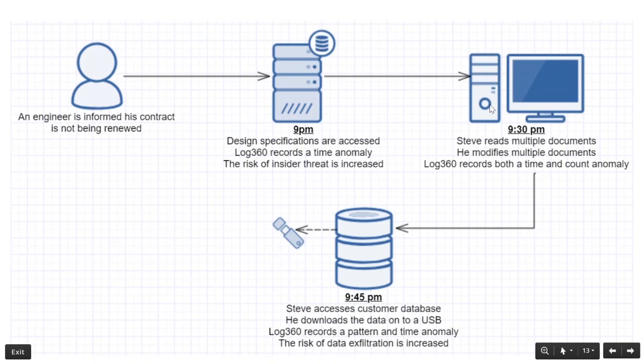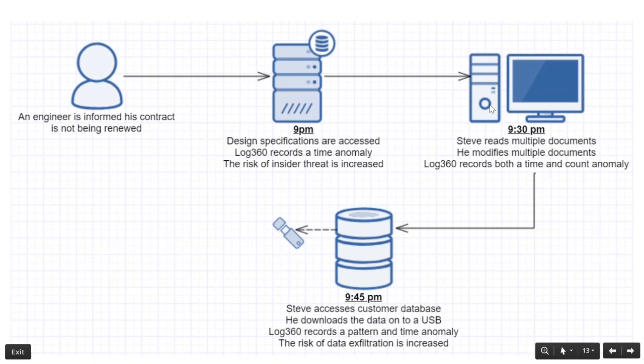Then at 9:45 p.m., 15 minutes later, Steve accesses a customer database and downloads data to a USB. Now this is definitely some kind of data exfiltration attempt because he's accessing a customer database and he's downloading the data onto his USB stick.